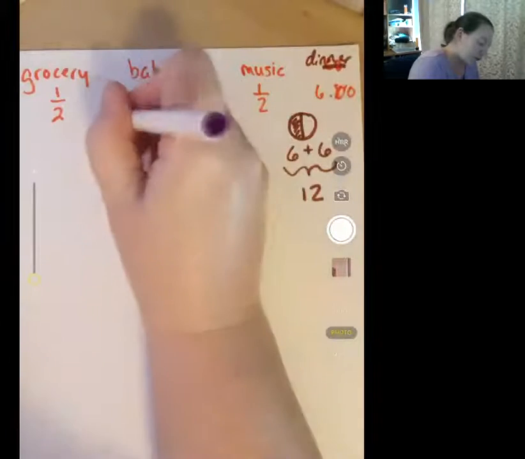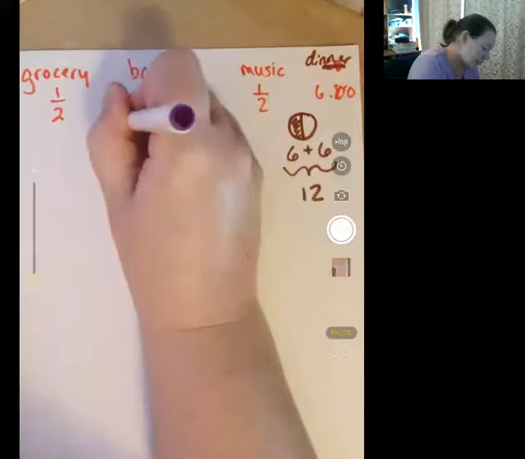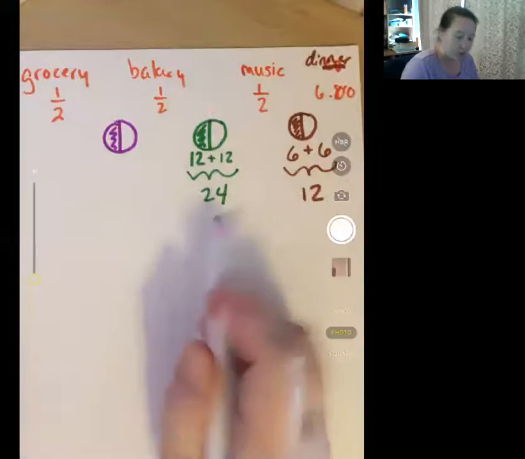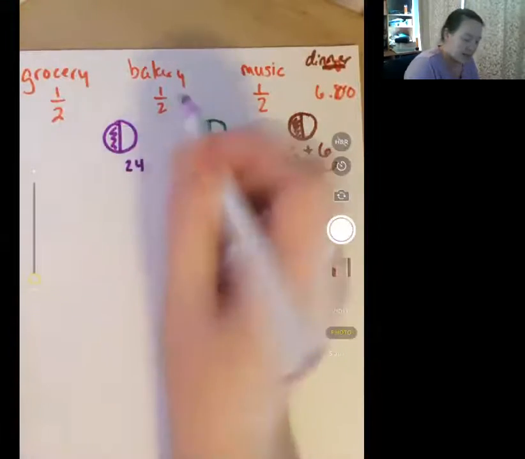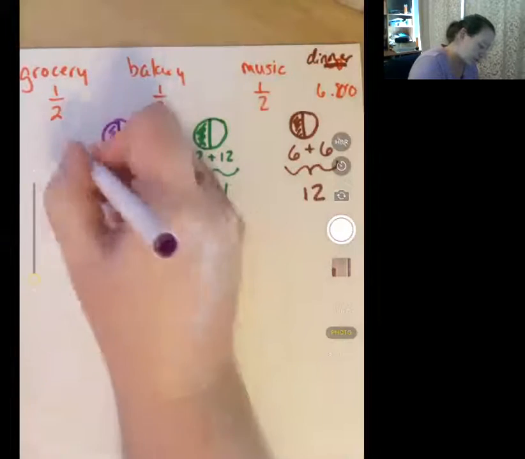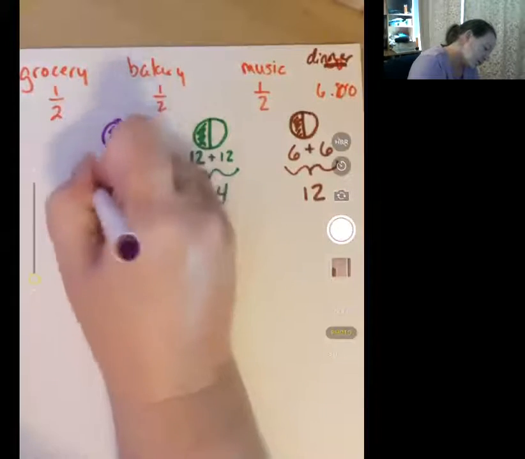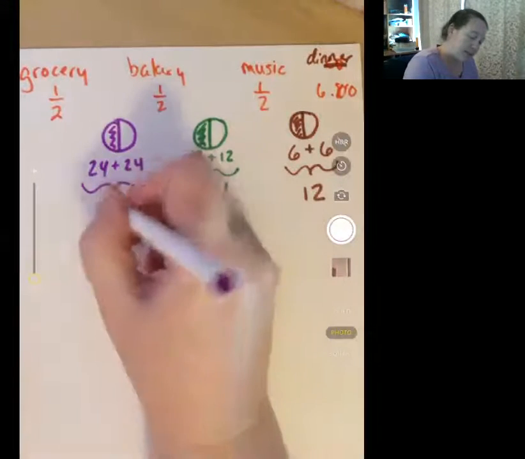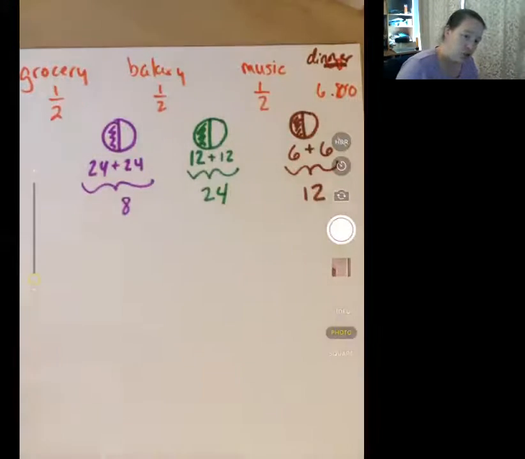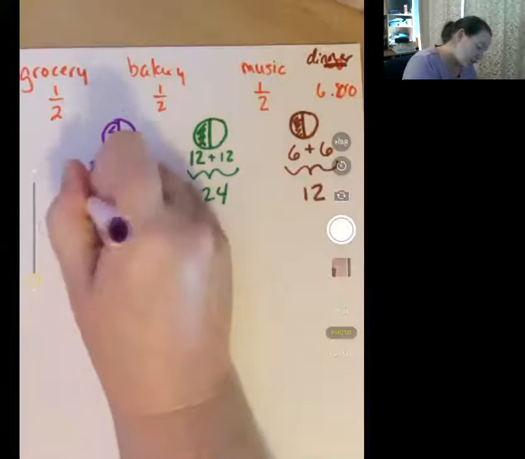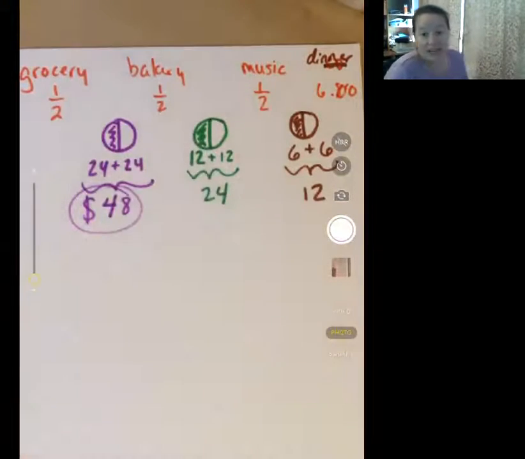Then I need to come over here and do the exact same thing except at the grocery store. So the half that was left over here was 24, and the half that I spent at the grocery store was also 24. So 24 plus 24 is equal to 4 plus 4 is 8, 2 plus 2 is 4. So I started with $48.